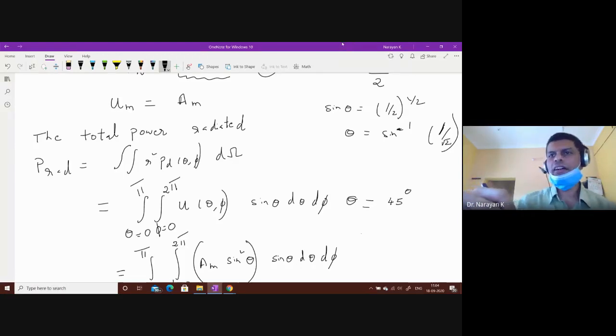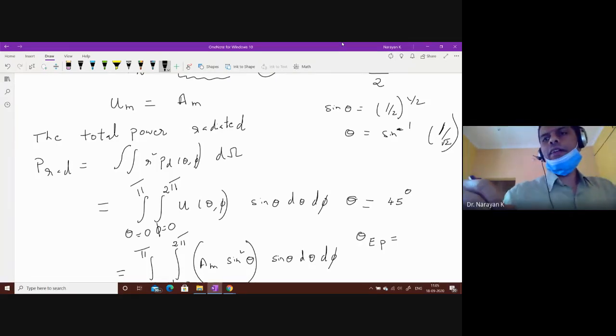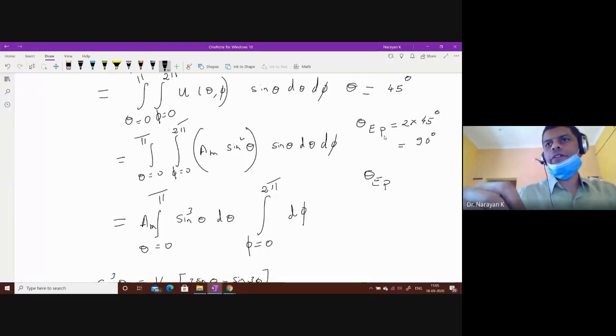Okay. Now what will be your theta EP? What I have to do to this 45 degree? Multiply by 2. Very good. So whatever theta you get, theta EP will be 90 degrees. What will be phi? There is no separate angle now available. So we will assume theta EP is approximately equal to phi of HP. This is H plane, this is E plane.